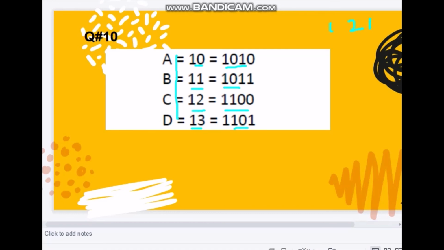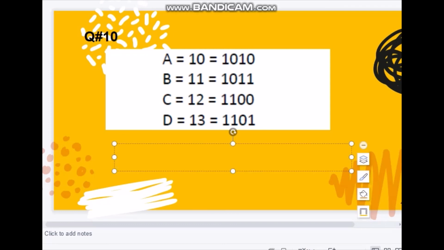1, 2, 4, 8. These are the multiples of 2. How can we make 10? If we add 8 and 2, it becomes 10. The others remain 0. So it becomes the binary of A, meaning 10. You have to do this with all of these to find the binary of these numbers. If you combine these, we get the total binary number. First we write the binary of A, which is 1010, then the binary of B, which is 1011, then the binary of C, 12, which is 1100, and then the binary of D, 1101. It becomes the total binary number of A, B, C and D.